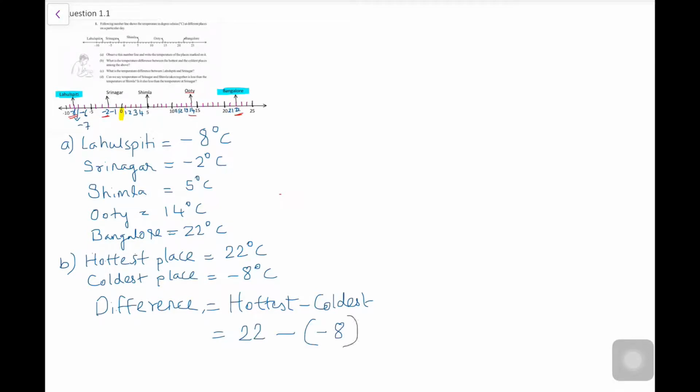It is not 8, it is negative 8. The coldest place temperature is negative 8. So that is equal to 22, this negative and negative becomes positive. Plus, negative and negative becomes positive, and what remains is 8. Plus 8. And that is equal to 30 degrees Celsius. So that is the answer for question number B, 30 degrees Celsius.